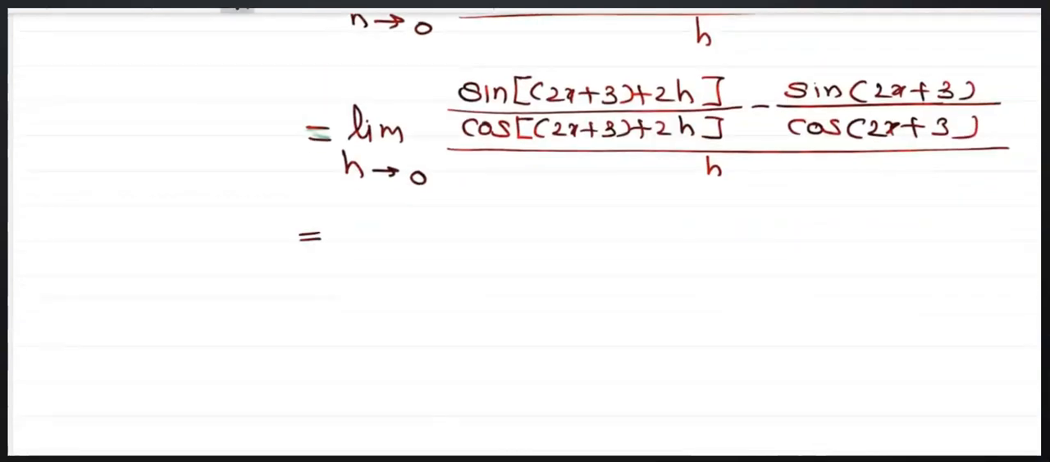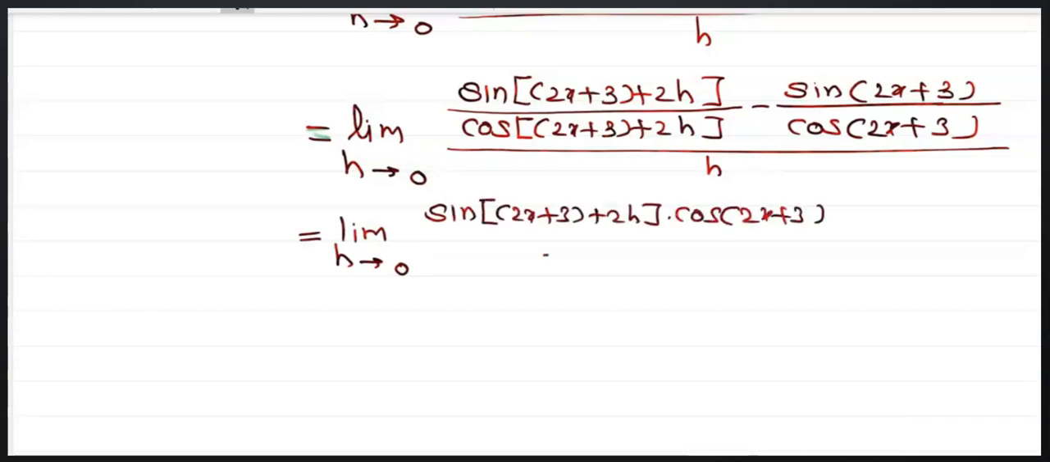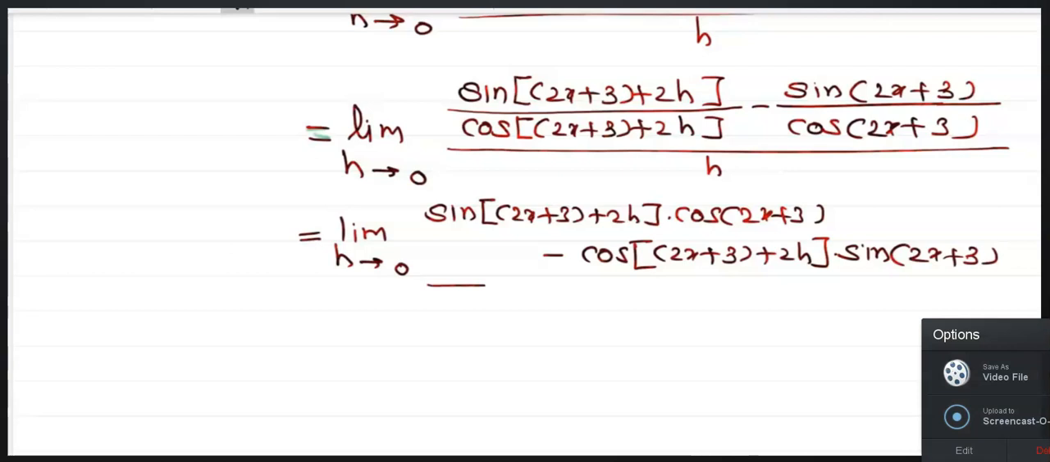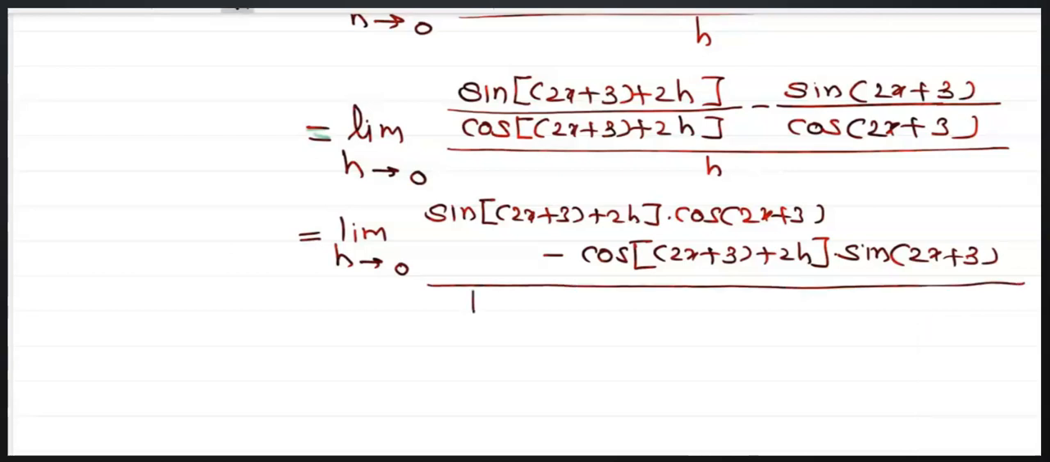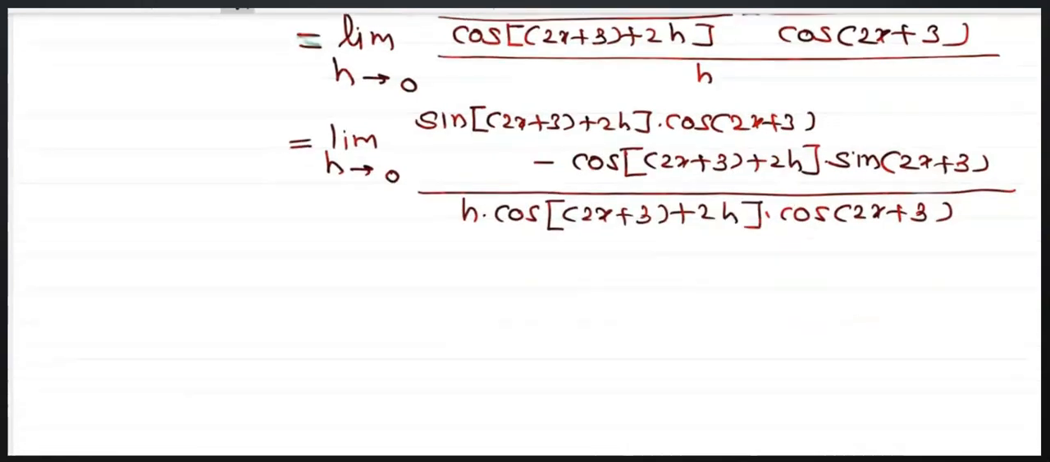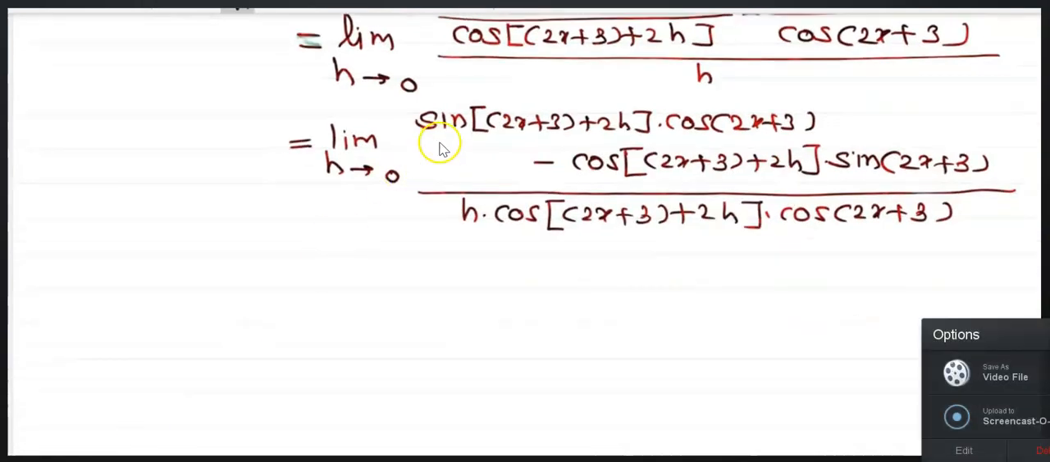That is limit h tends to 0, sine of 2x plus 3 plus 2h into cos of 2x plus 3 minus cos of 2x plus 3 plus 2h into sine of 2x plus 3. This is the multiplication. And now this whole divided by h into cos of 2x plus 3 plus 2h into cos of 2x plus 3. Now this is the expansion of sine of a minus b. What is here a? A is 2x plus 3 plus 2h and b is 2x plus 3.